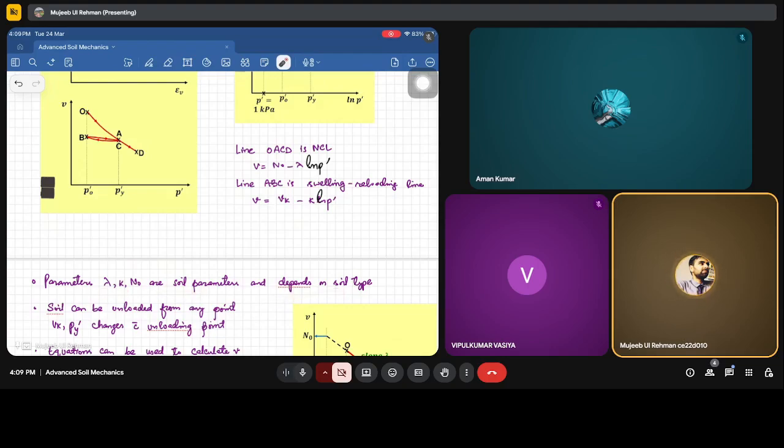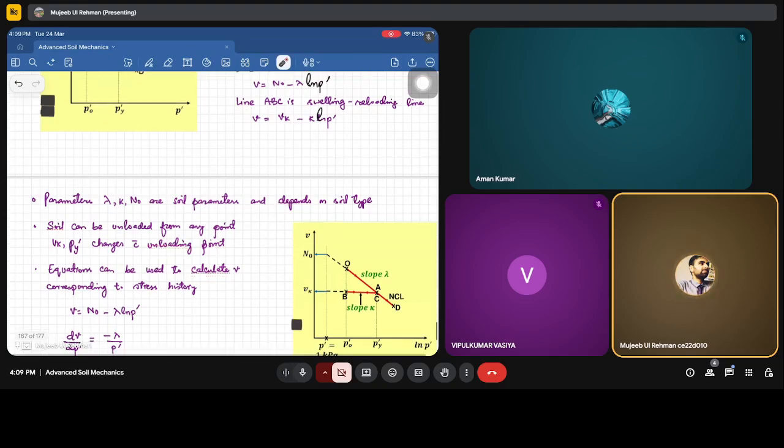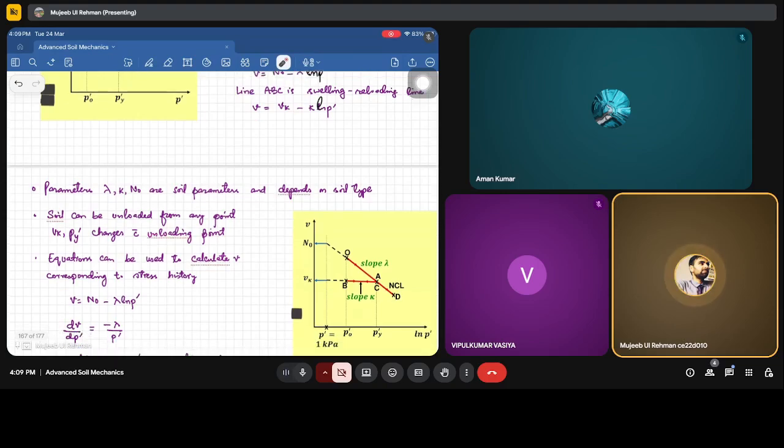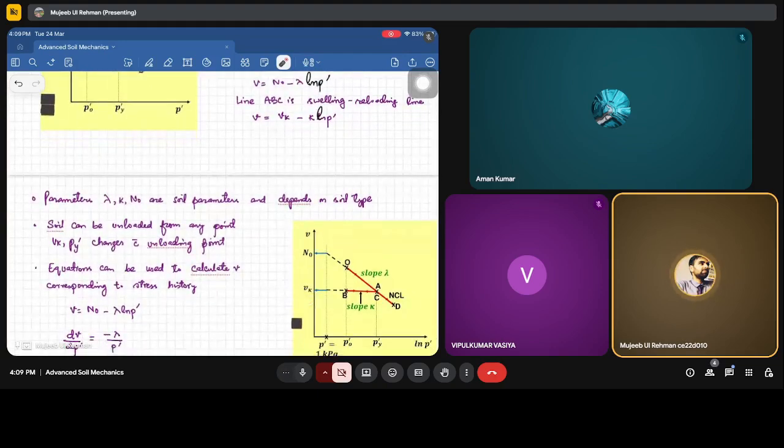How the soil will be, if it is loose or dense, how this slope is going to change. So these are also not fundamental properties of the soil. They are going to change with the soil type. Soil can be unloaded from any point. This is true. We can start unloading the soil from here, from here, from here. It means that this parameter v_kappa is also not a fundamental property, and p'_y is also not a fundamental property. They are going to change with the intent where we are going to reload or load the sample.